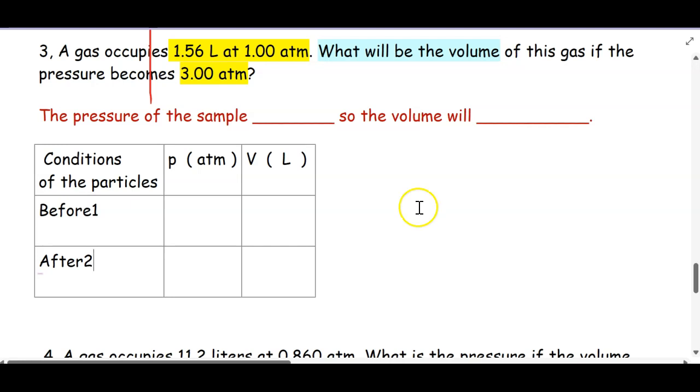Now it says the pressure of the sample does something, so the volume will also do something. So figure that out now. If the pressure started at 1 atmosphere and it becomes 3 atmospheres, it's gone up, right?